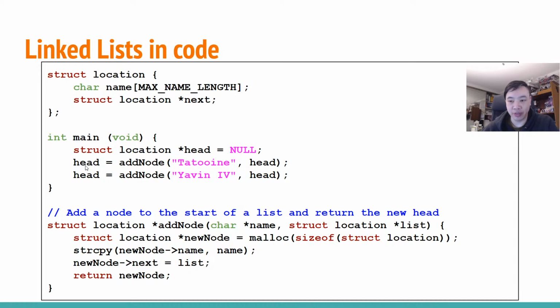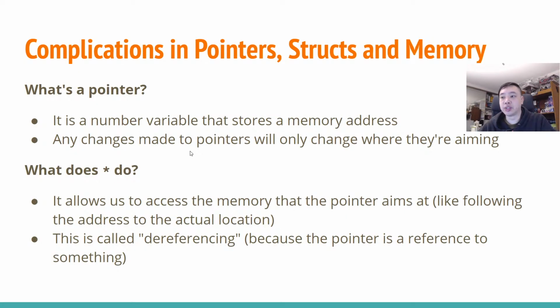like I haven't gone to that variable and changed any of the details inside it. What I've done is I've said there are these memory locations that head could point at, and now I'm just moving head to aim at one of those.